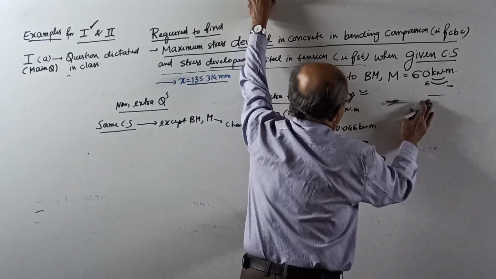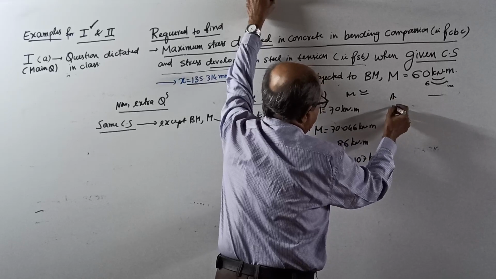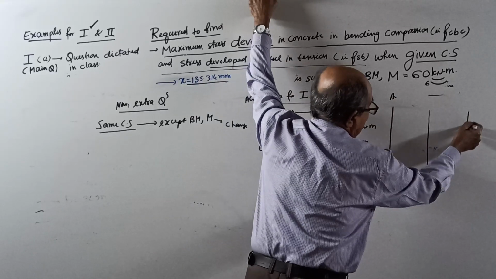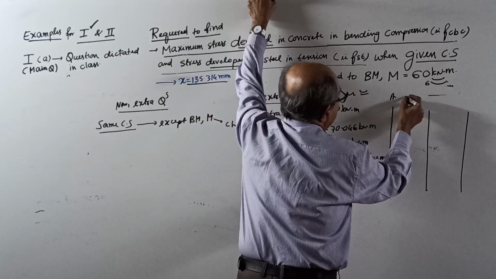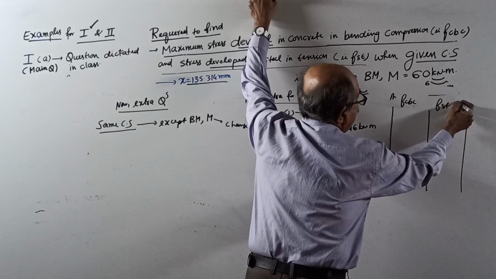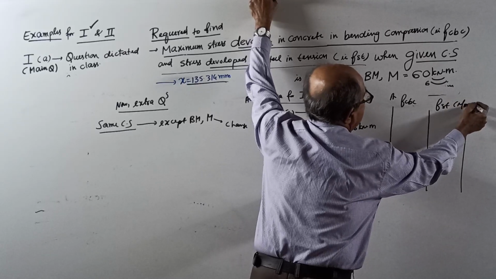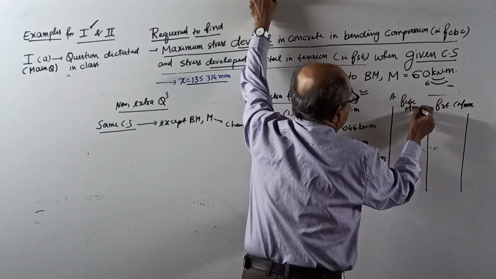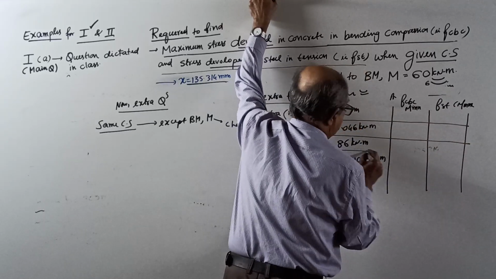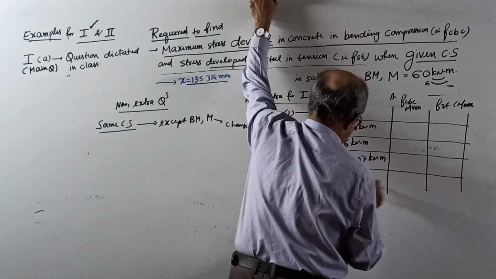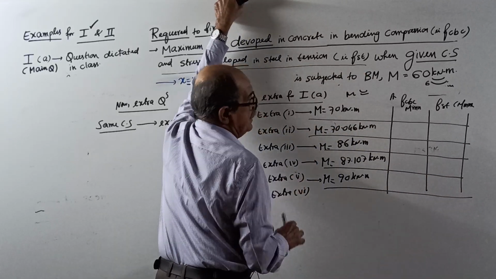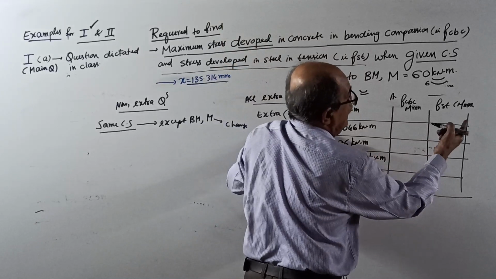Answer, 60 is gone now. Answer for all. For each question, how much is FCBC and how much is FST, in Newton per mm square. This also in Newton per mm square. Total 1, 2, 3, 4, 5, 6. For 70, I already solved earlier.